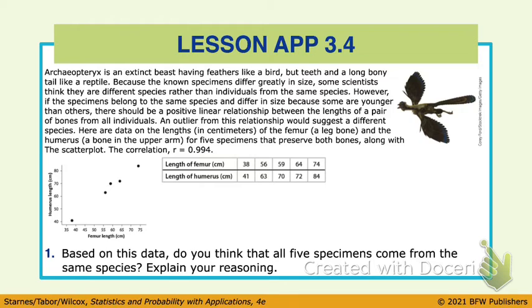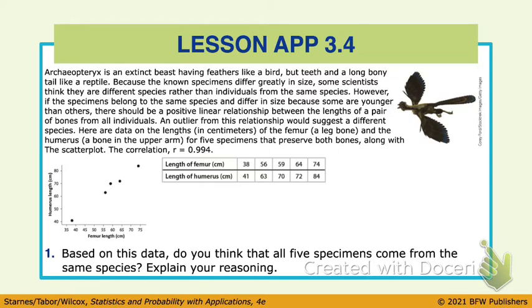Here are data on the lengths in centimeters of the femur, a leg bone, and the humerus, a bone in the upper arm, for 5 specimens that preserve both bones, along with the scatter plot. And the correlation is r equals 0.994. Very strong and positive. So we've got our scatter plot here. We've got our data. So based on this data, do you think that all 5 specimens come from the same species?